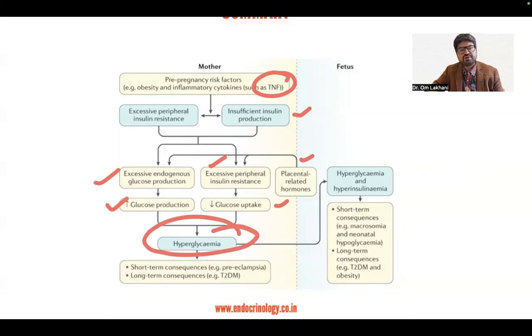In the short term, these women are likely to develop vascular problems like preeclampsia. In the long term, they are likely to develop diabetes mellitus because, like we said, we are exposing the poor beta cell reserve of these women during pregnancy. And to the fetus, there is hyperglycemia and hyperinsulinemia, which lead to macrosomia on a short-term basis. But in the long term, these children are likely to develop obesity and type 2 diabetes.